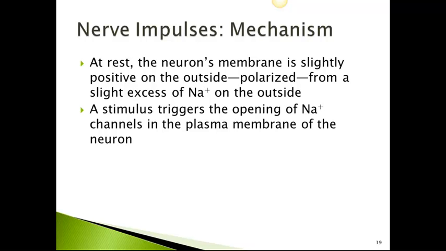At rest, the neuron's membrane is slightly positive on the outside and polarized from a slight excess of sodium on the outside. A stimulus triggers the opening of the sodium channels in the plasma membrane of the neuron. Impulses are initiated by pressure, temperature, or chemical changes.